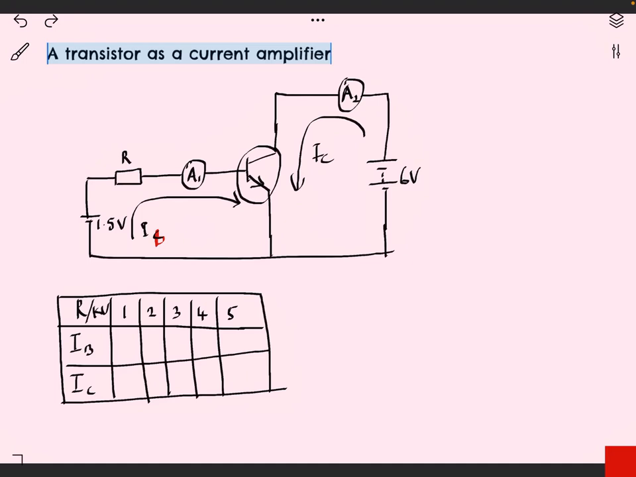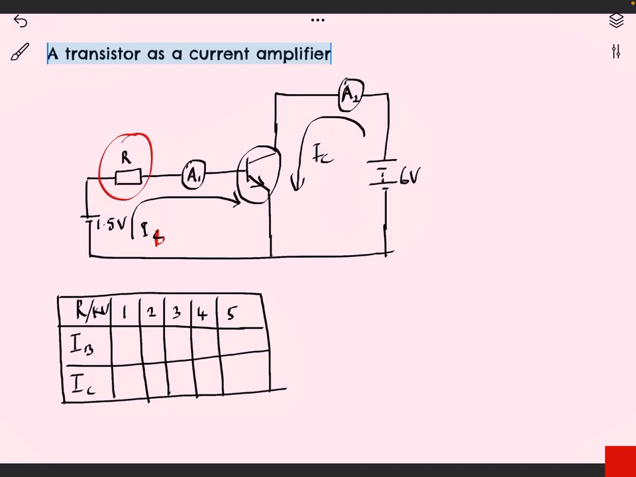Actually, you have to do this experiment in the lab. You can see here we have R. R stands for resistor, and the resistor here is used to limit the current that flows into the transistor. Without the resistor, there is so much current that flows into the transistor and it's going to break it.